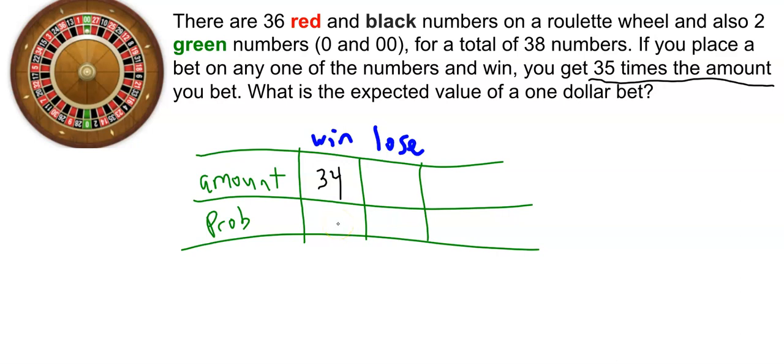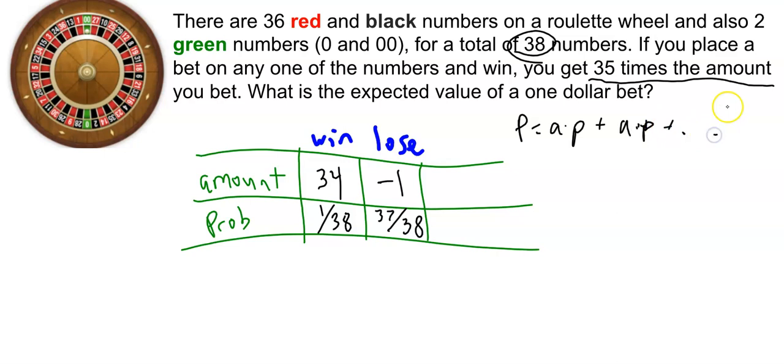The probability of winning: there are 38 numbers, so 1 out of 38 times you would win. If you lose, well, you lose $1, right? You bet $1, you lose it. The probability of that happening is every other time, which is 37 over 38. Again, the formula is E equals the amount times the probability plus the amount times the probability, and so on. In this case, there's really only 2 of those. So let's do it for both of them.